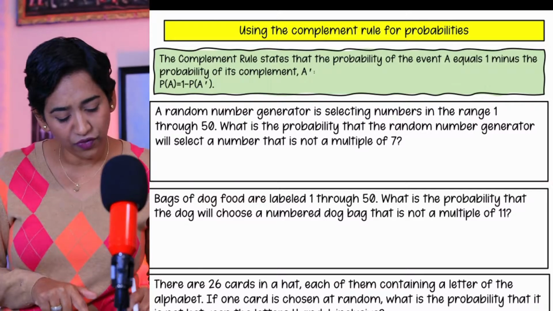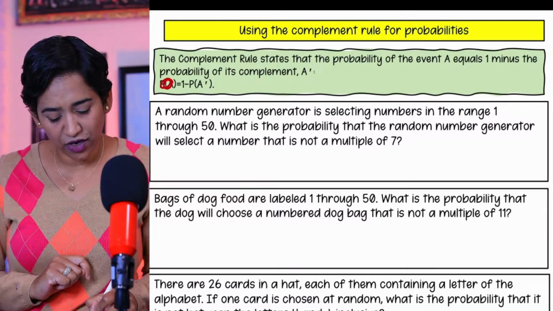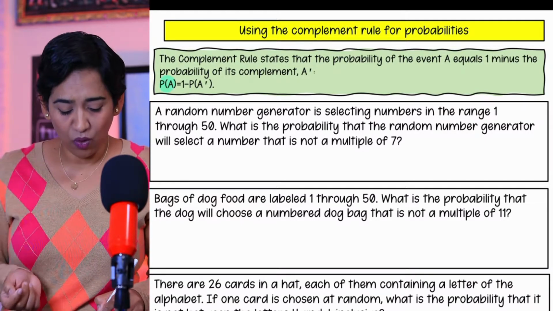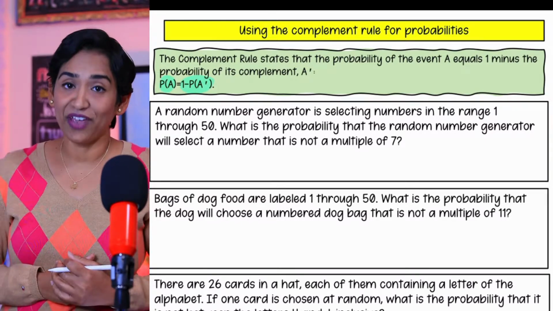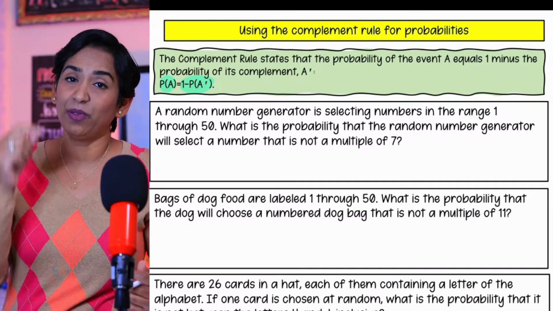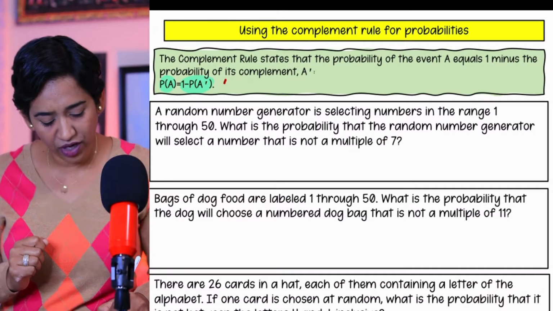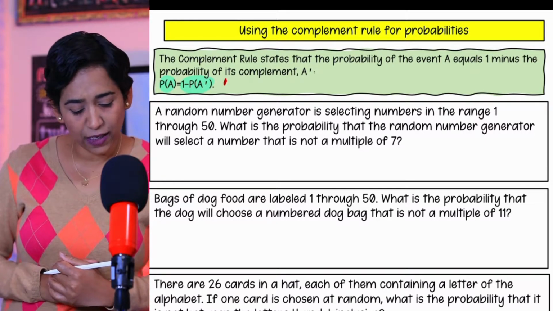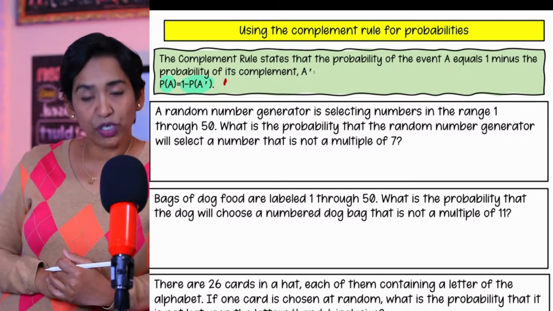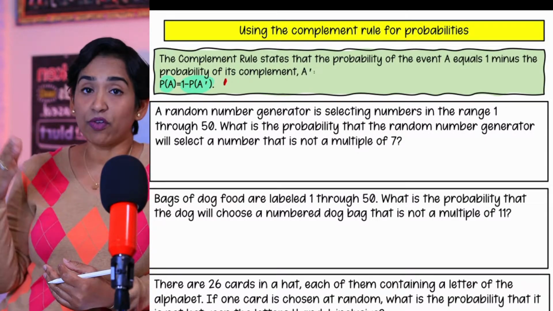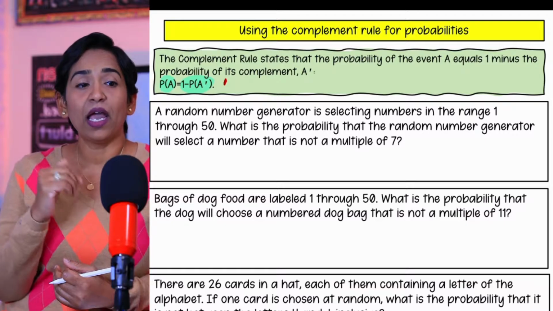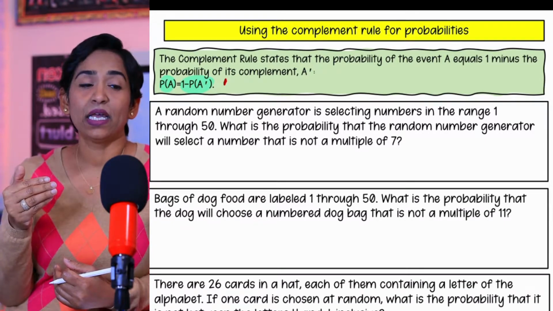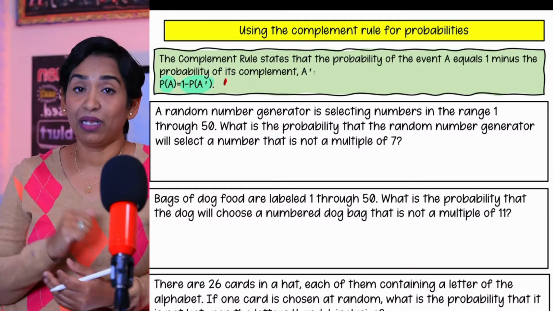So here you go. The rule of complement is that probability of A, oops, wrong pen, probability of A is simply 1 minus probability of A complement. The way you represent complement is with that small hyphen right here. So let's take a look at the problem. A random number generator is selecting numbers in the range 1 through 50. What is the probability that the random number generator will select a number that is not a multiple of 7?